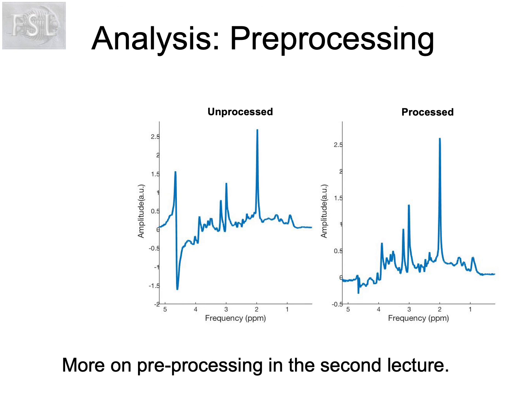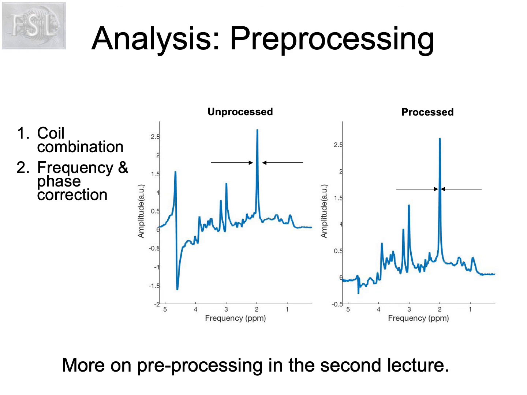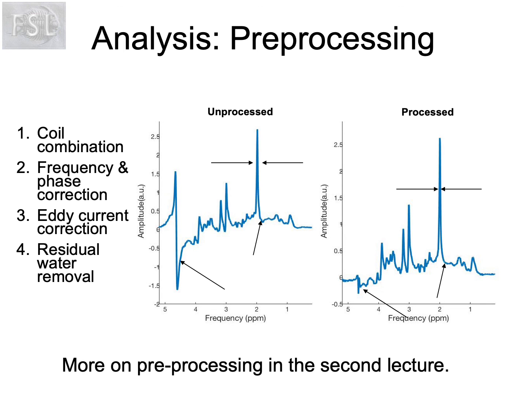We'll finish this talk with a very short overview of the analysis of MRS data. For single voxel data, we can see here the subtle effects of pre-processing, and there have been several steps carried out. Coil combination is used to deal with phased array coils. Frequency and phase correction is then used to improve line widths. Eddy current correction is used to remove line shape distortions. And then finally, residual water is removed to reduce baseline distortion. And all of this will be presented in more detail in the following lecture.